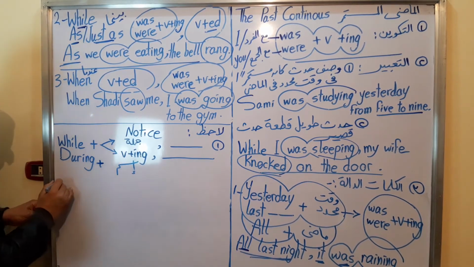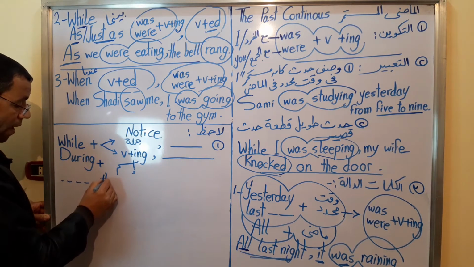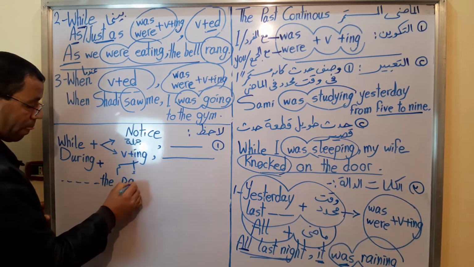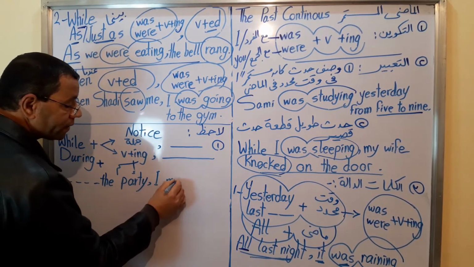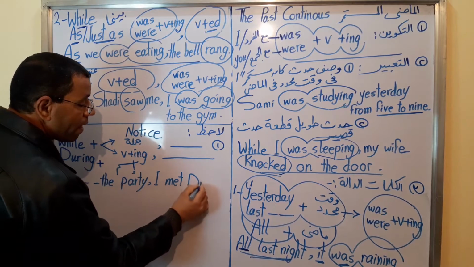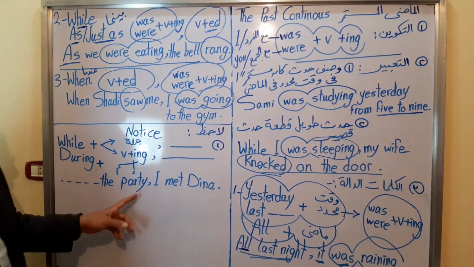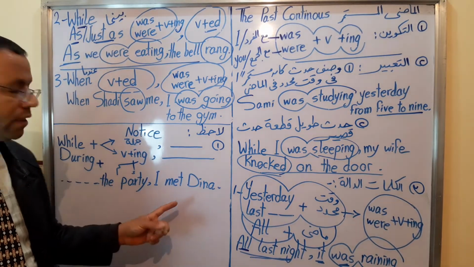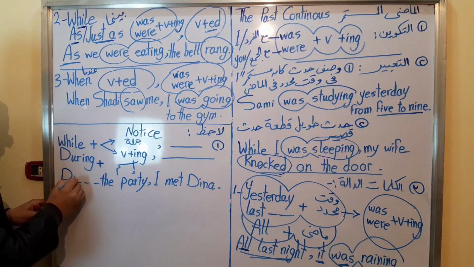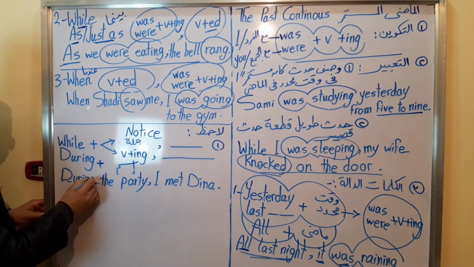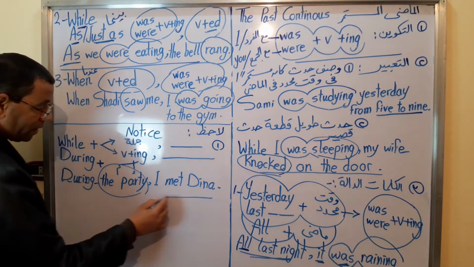But while or during? The party, I met Dina during the party. You wouldn't say while the party, that is not convenient. It is during the party, because during is followed by a noun. During the party I met Dina. The party is a noun.